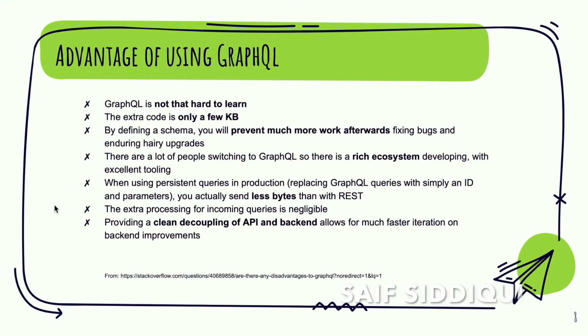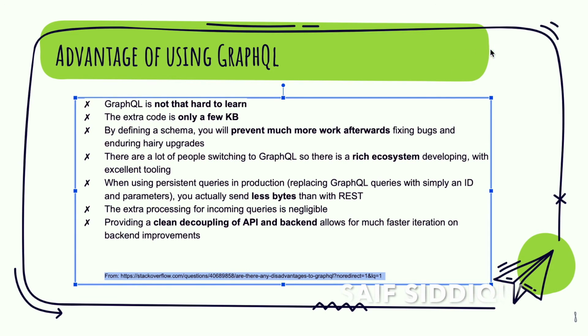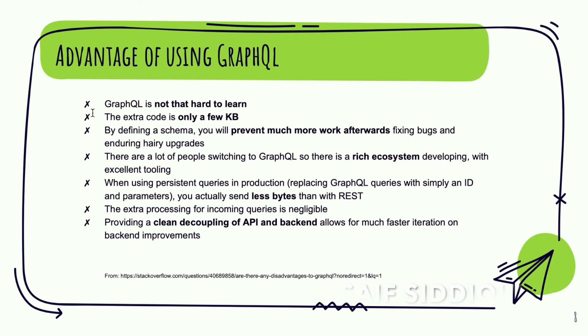Basically, this answer was posted on Stack Overflow on this link, and it was a very good answer, so I just thought to share it with you. Once we are moving to GraphQL, we need to know that it is not very hard to learn. The extra code is only a few KB. By defining a schema, so basically what is the schema? Schema is the structure of how we are calling the GraphQL. You will prevent much more work afterwards, fixing bugs and enduring hairy upgrades. There are a lot of people switching to GraphQL, so there is a rich ecosystem developing with excellent tooling.